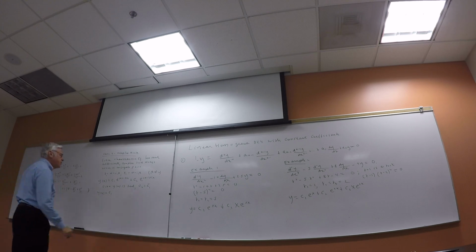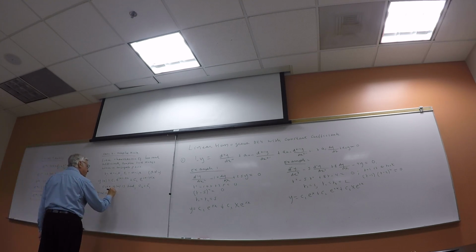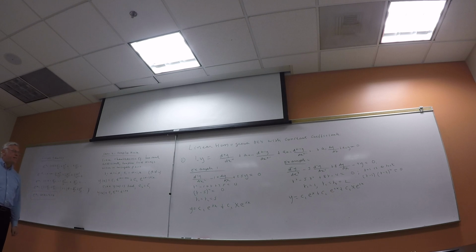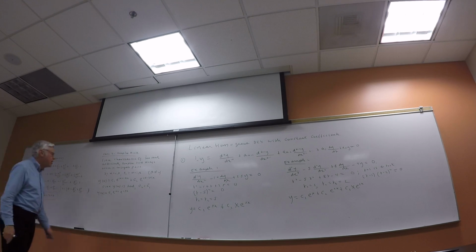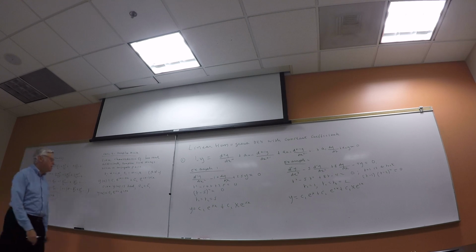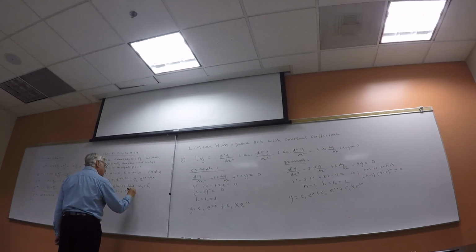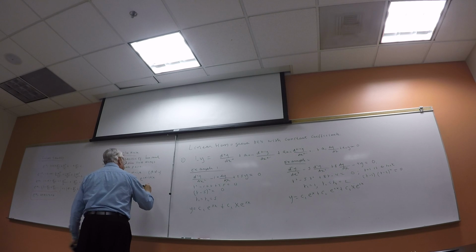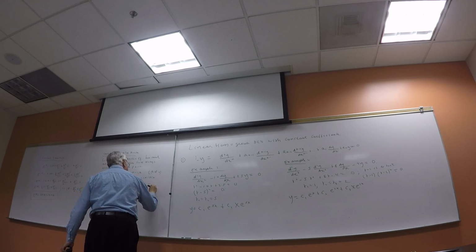e to the alpha plus i beta times x is e to the alpha x times e to the i beta x. And again, if you haven't taken a course in complex variables, you just have to take this on faith. It's an extension of what you know from real cases: e to the a plus b is e to the a times e to the b. It comes out that when it's complex, it's also defined to be that way. So it's e to the alpha x, e to the i beta x, plus c sub 2 times e to the alpha x, e to the negative i beta x.